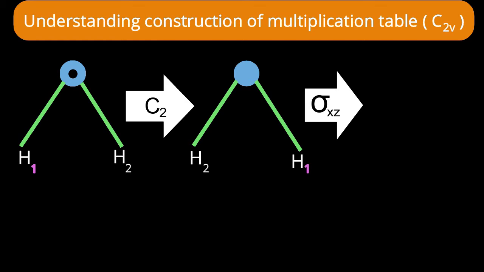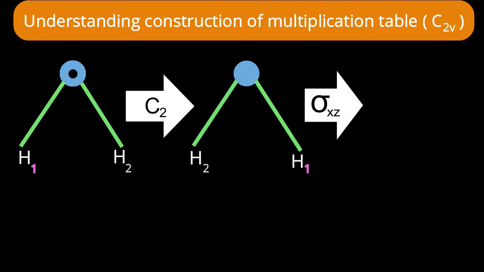And this sigma xz operation I will carry out on the second structure, which is the result of the C2 operation on the original water molecule. Sigma xz is the molecular plane. So if I cut that molecule through the molecular plane and perform the reflection, let us talk first about the positions of hydrogen. Will the positions of hydrogen in the second structure change? No. Second hydrogen will remain to the left side and first hydrogen will remain to the right side.